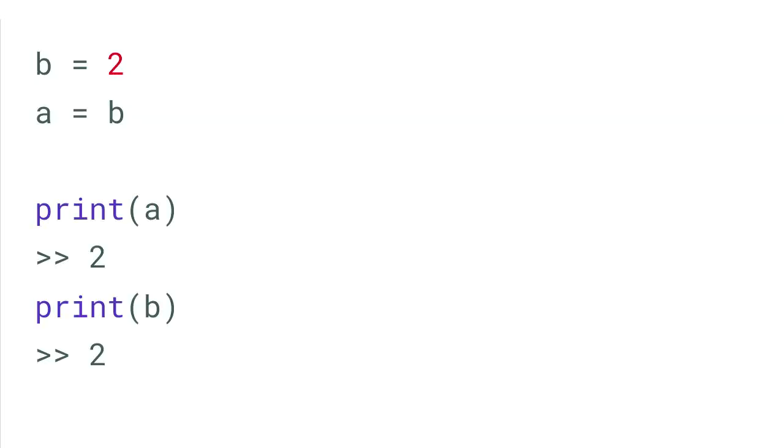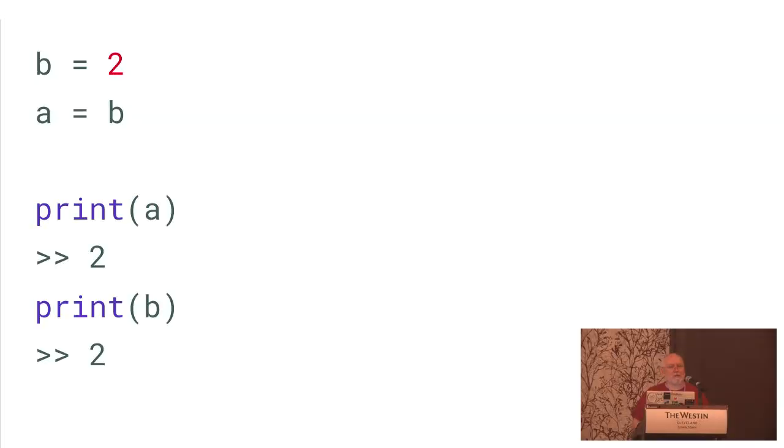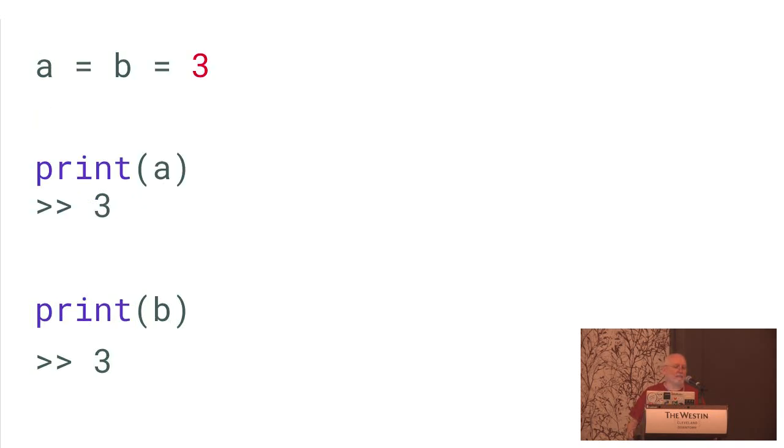So we just kind of wander through some simple Python code examples here. I've got some simple assignments. B is equal to 2, A is equal to B, print them both out. They're both 2. Here, we're just going to inline all that. So A equals B equals 3, print A and B out, they're both 3.